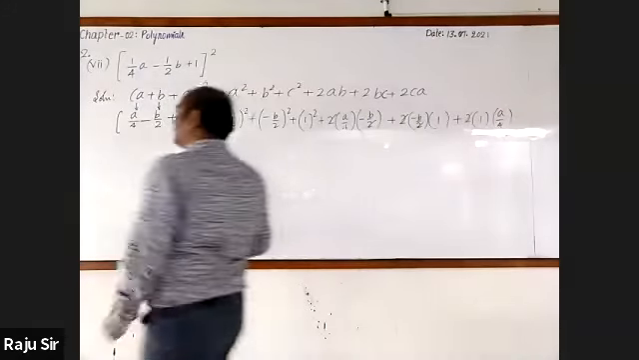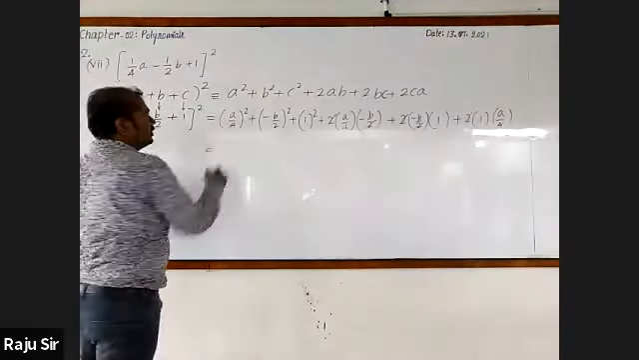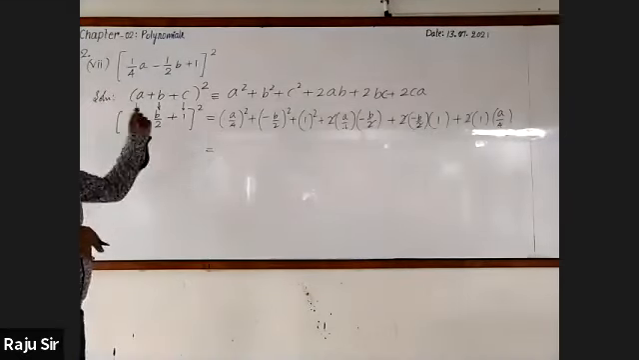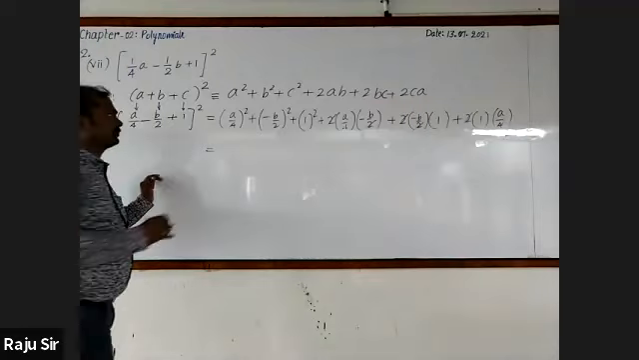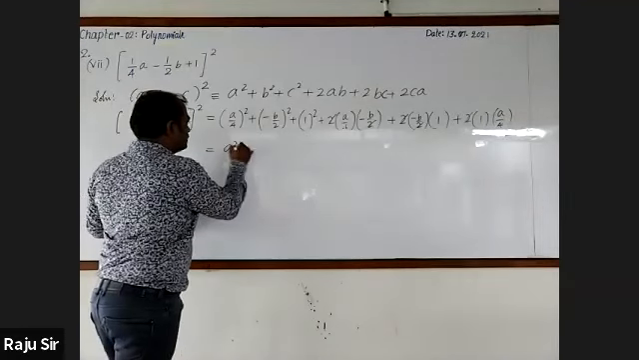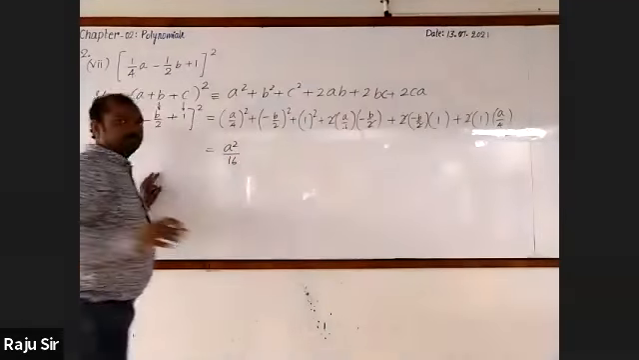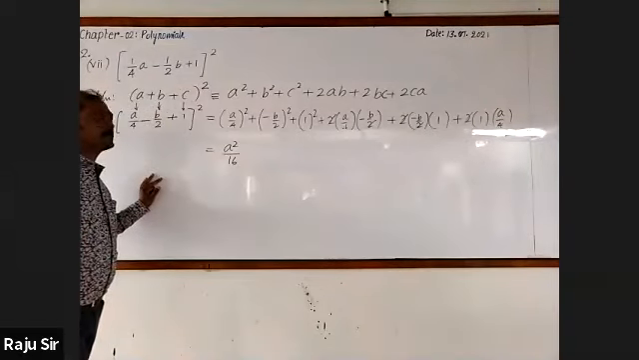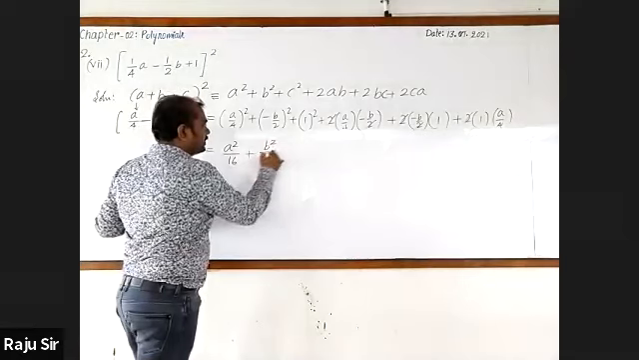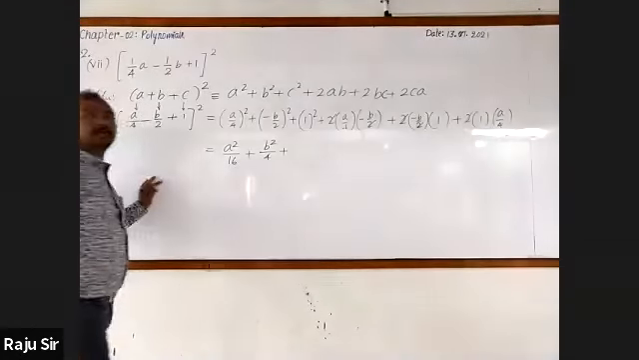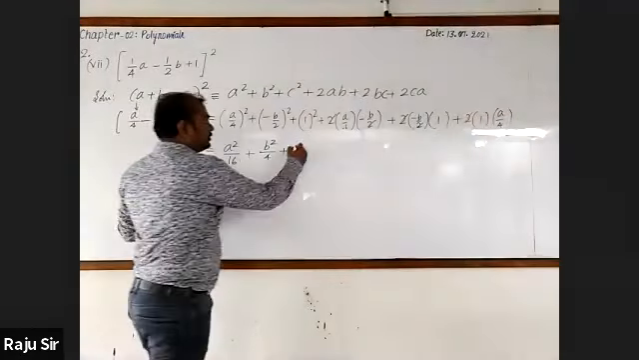Tejasvi, what is a by 4 whole square? a square by 16. Tell the second term, Tejasvi. Plus b square by 4. Very good. Plus 1.